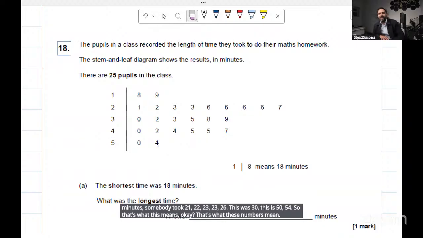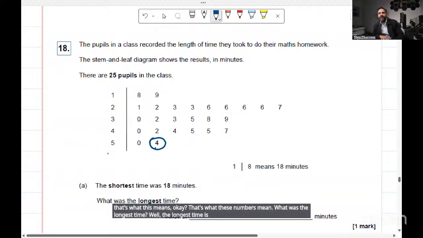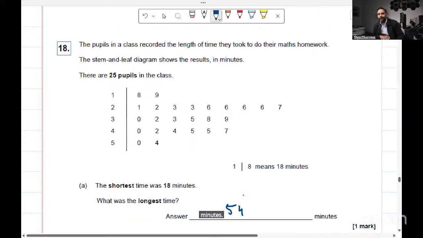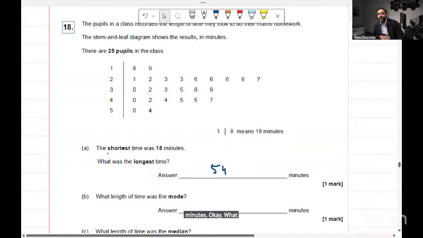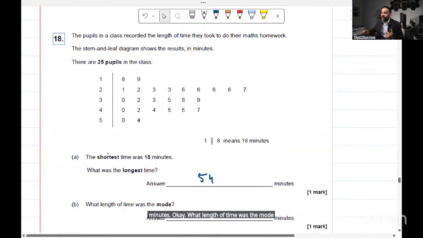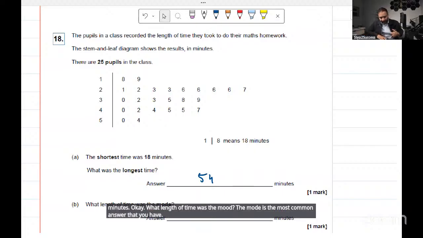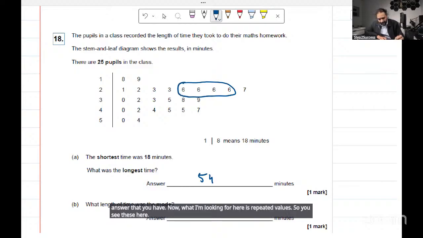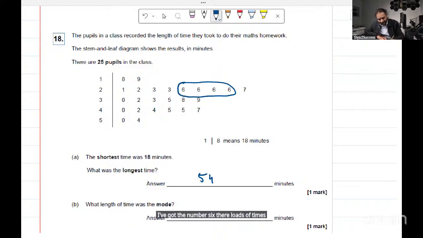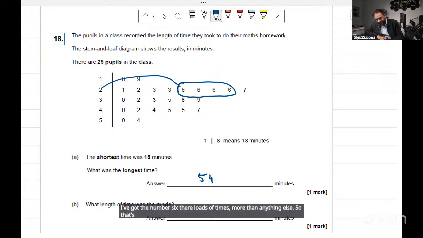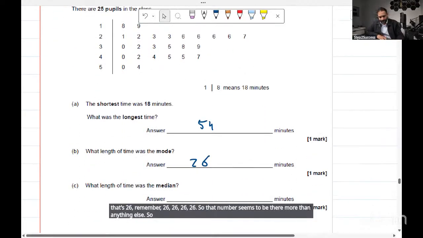What was the longest time? Well, the longest time is this one here because it's 54 minutes. What length of time was the mode? The mode is the most common answer that you have. Now, what I'm looking for here is repeated values. So you see these here. I've got the number 6 there loads of times, more than anything else. So that's 26, 26, 26, 26. So that number seems to be there more than anything else. So I would say it's 26 minutes.